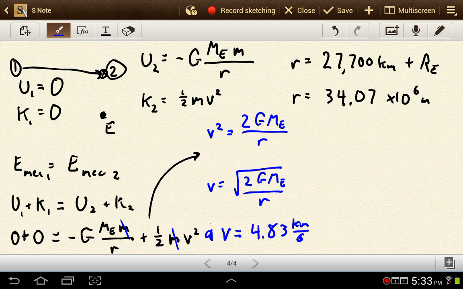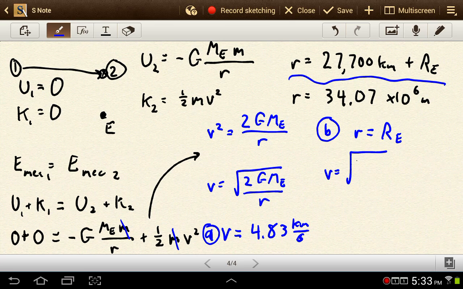Okay? Part B is basically the same. In fact, it's exactly the same, except now instead of saying it only got down to this distance from the center of the Earth, we're going to take it to where little r, the distance from the asteroid to the center of the Earth, is just the radius of the Earth, because it hits the surface, right? And what you get there is v equals the square root of 2 big G M_e over R_e.